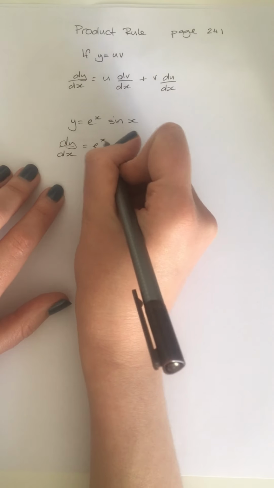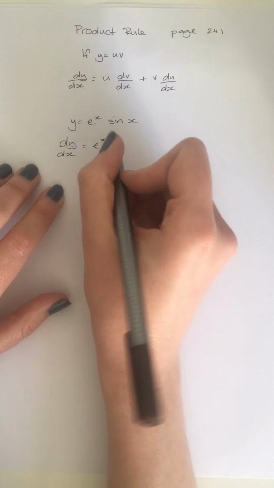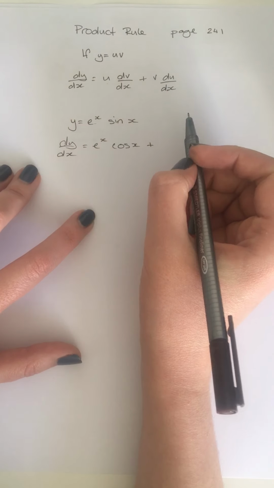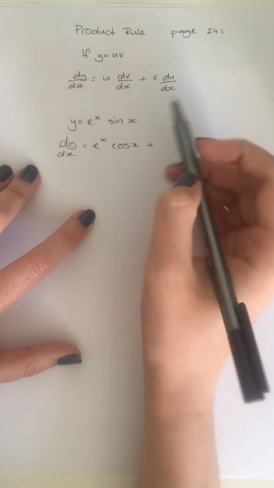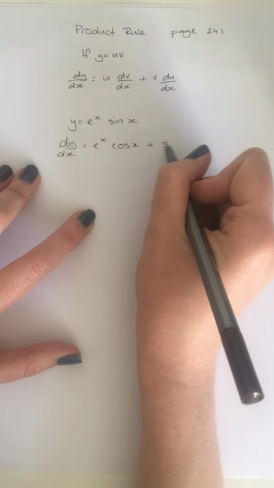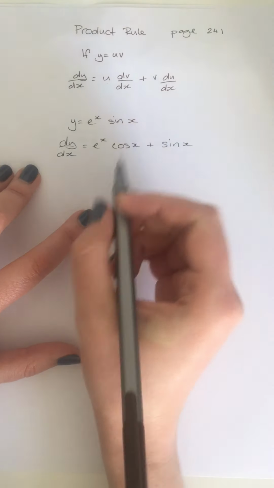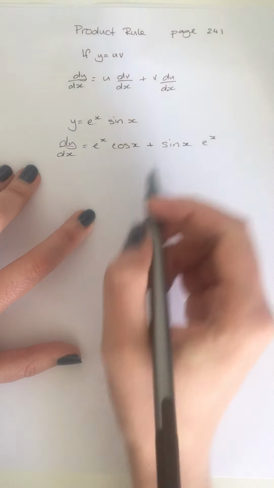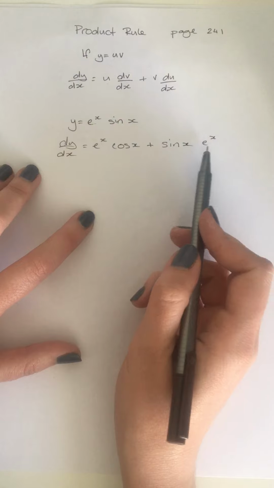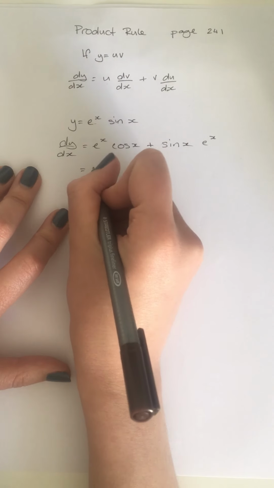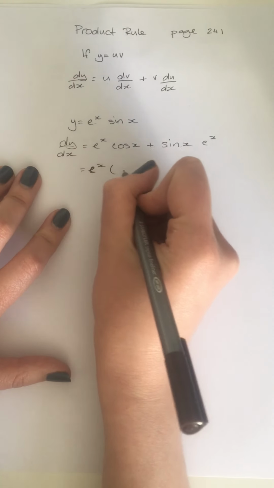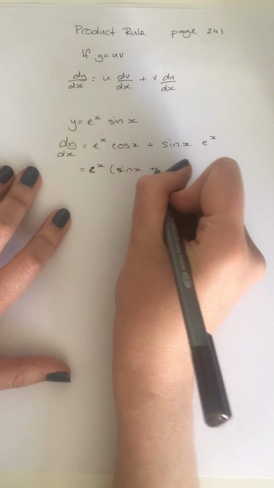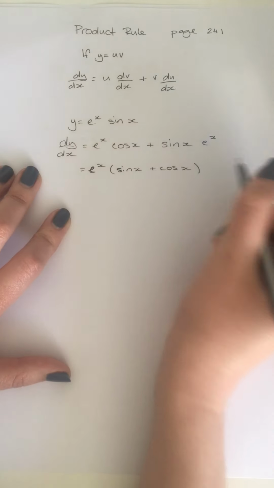This is e to the x, and then the derivative of sine x is cosine of x, plus, and then let's leave the sine x just as it is, because that's my v function, multiplied by the derivative of e to the x, and the derivative of e to the x is just e to the x still. If I wanted to here, I could factorise out e to the x, because I can see that's a common factor of both terms. So I can write this as e to the x times sine x plus cos x. And we are done.